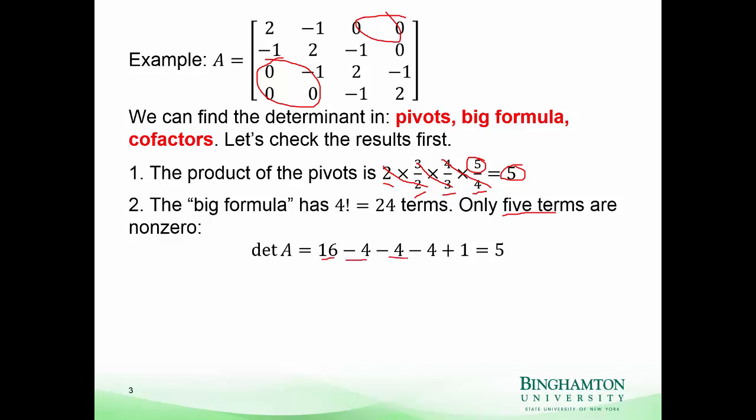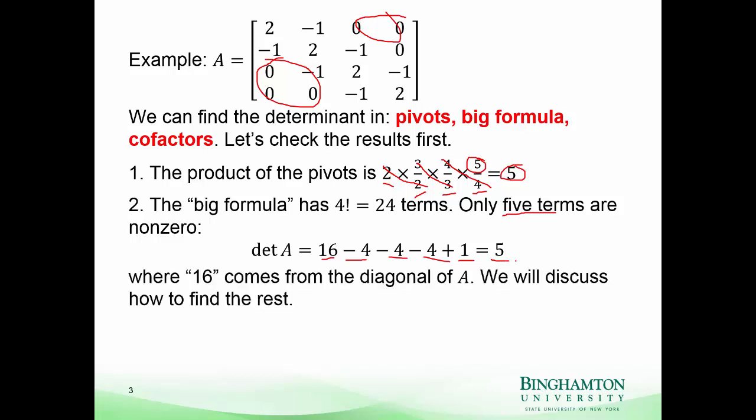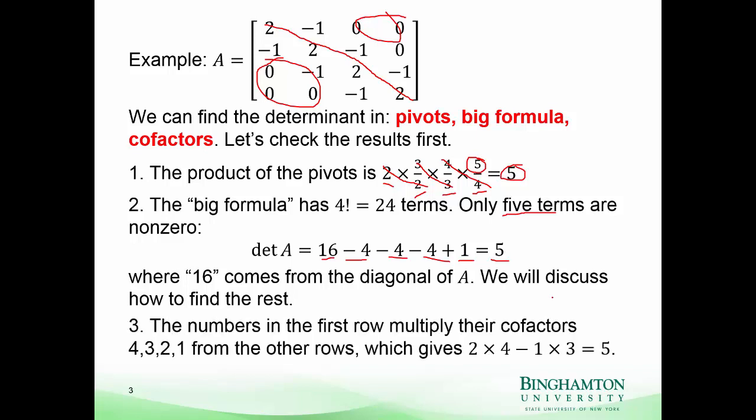16 minus 4 minus 4 minus 4 plus 1. So there's the 5 terms, and they add up to 5 in this case. And the 16 comes from the diagonal. So if we just do the product down the diagonal like this, we get the 16. And then the trick that we'll be talking about is how to get all the rest. So there will always be that diagonal term involved, because that's the one permutation that's easy to see. Permutation of the columns in their normal order, 1, 2, 3, 4. But we'll go into more detail in this in just a little bit. We're just foreshadowing what's happening here.